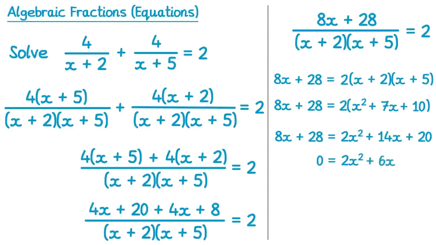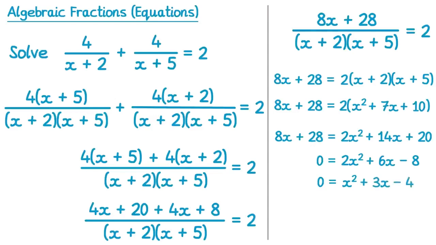And then take the 28 away from the 20, which is -8. Now there's a common factor of 2 to all terms, so I can divide both sides by 2. If I divide the left hand side by 2, 0 divided by 2 is still 0. But then on the right hand side, 2x squared divided by 2 is 1x squared. 6x divided by 2 is 3x. And -8 divided by 2 is -4.